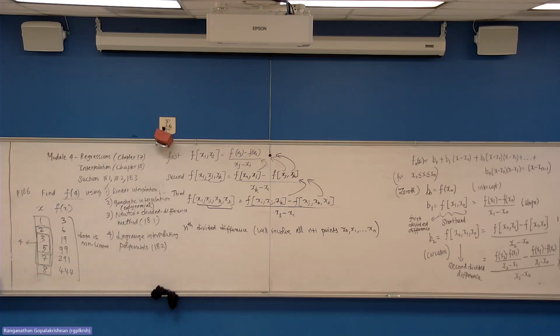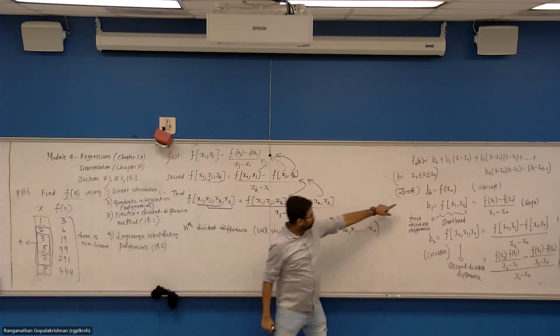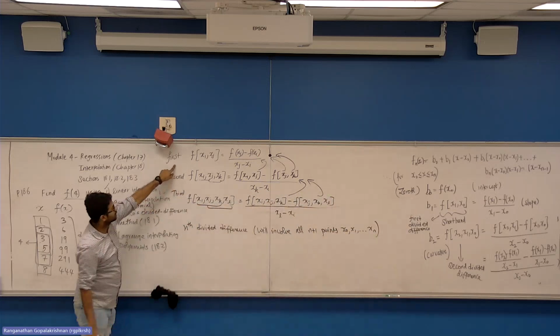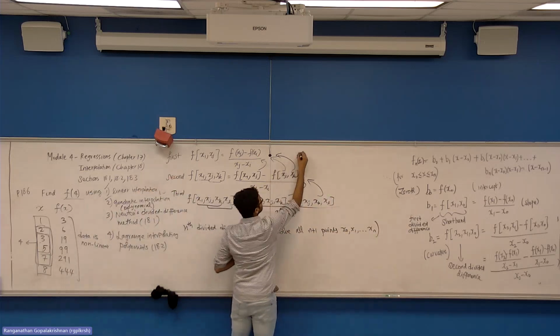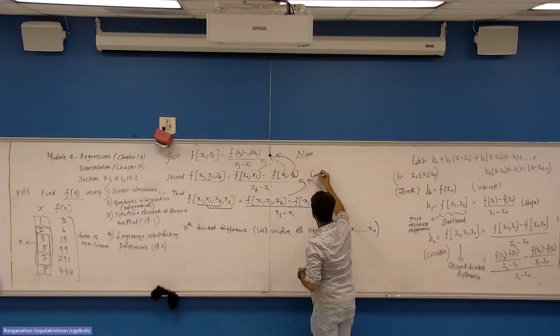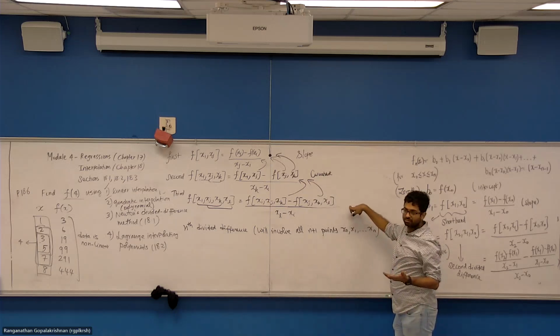The third difference would be like the second derivative. This is the value of the function, the intercept. First is the slope. Second is curvature. And this is like the rate of change of curvature, for which we don't have names. And it goes on.